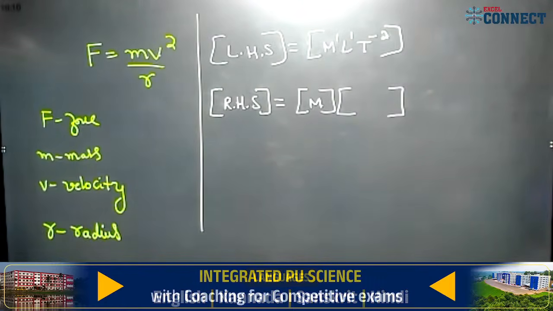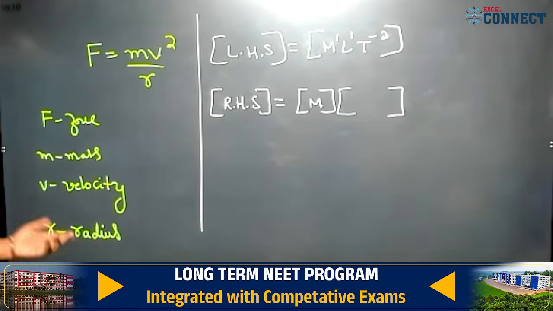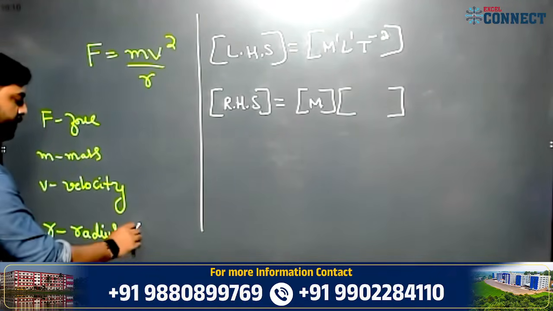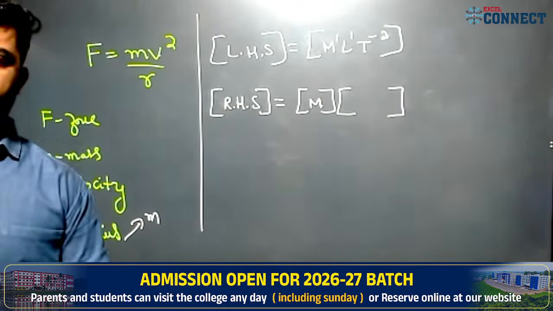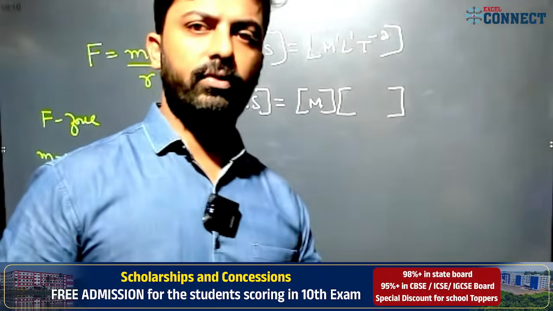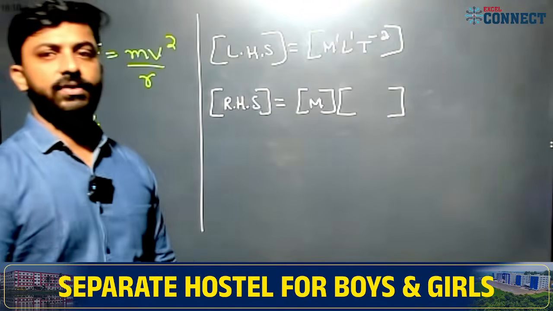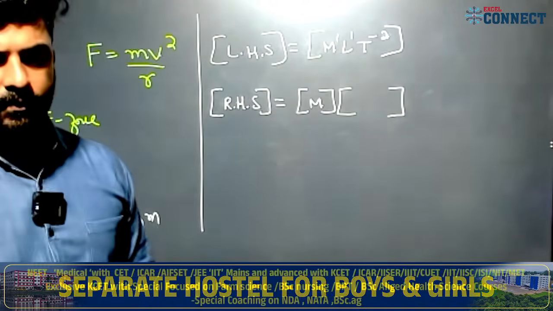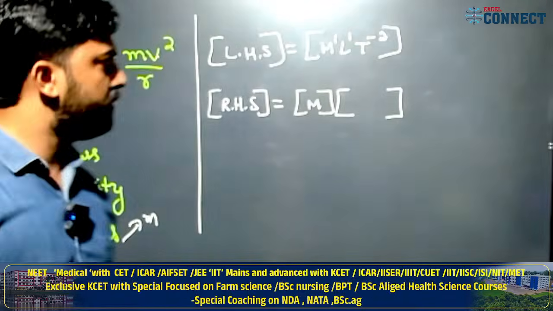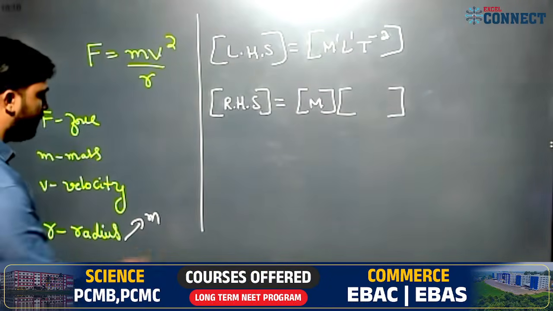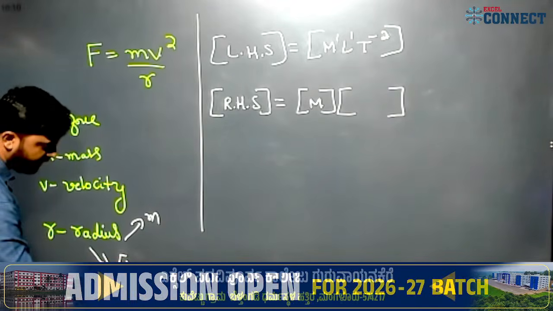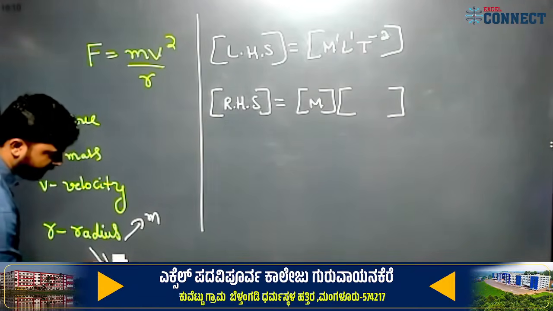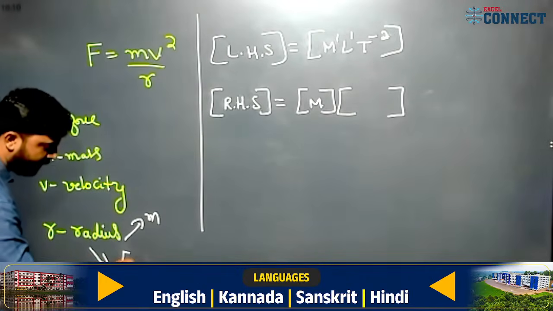And here, what is r? Radius. Radius is a type of length, right? What is radius? It is the length of a line drawn from the center to the circumference. Radius is nothing but a length. So, radius has the unit meter. So, what is its dimension? Dimension is M power 1. Sorry.